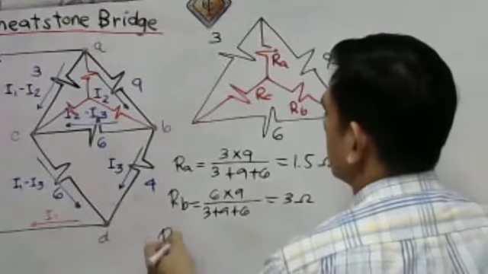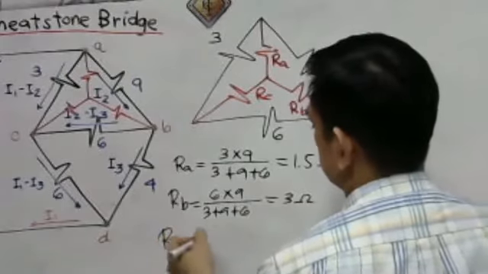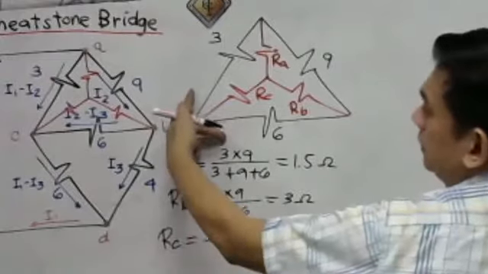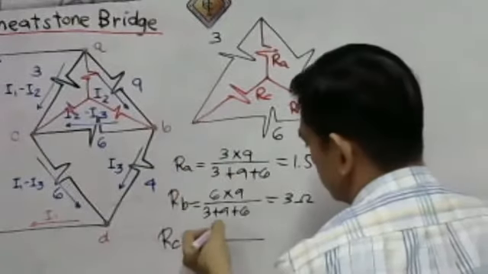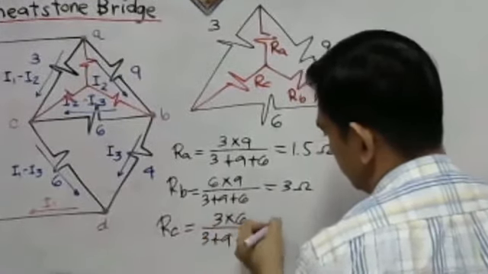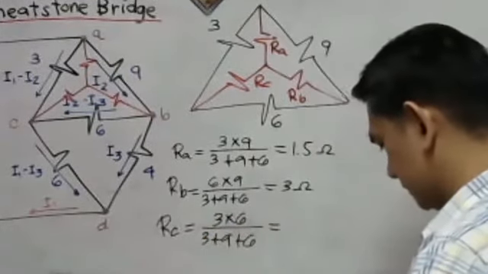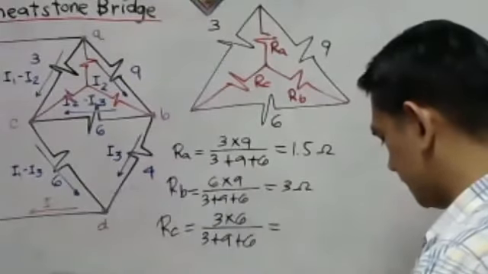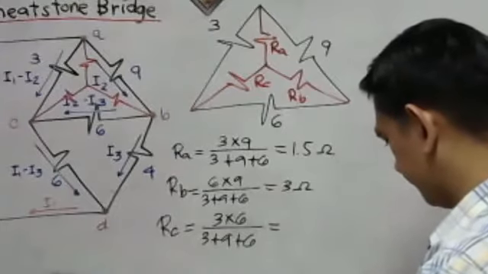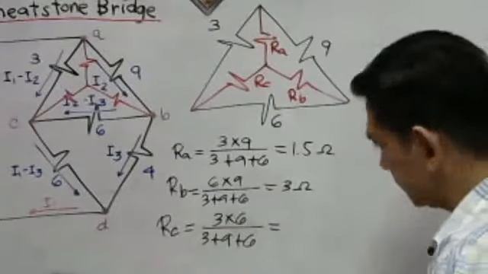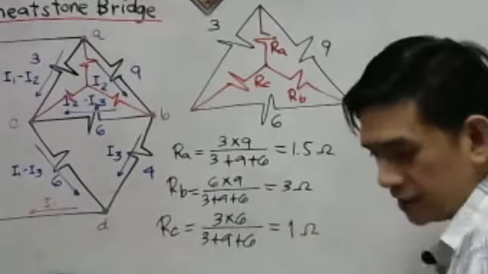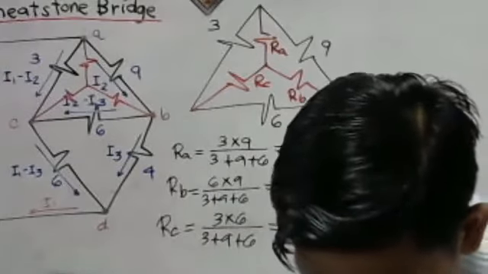We have here our R sub C. Our R sub C is 3 times 6, all over 3 plus 9 plus 6. So 3 times 6 divided by 3 plus 9 plus 6. The answer is simply 1 ohm. So those are the equivalents.